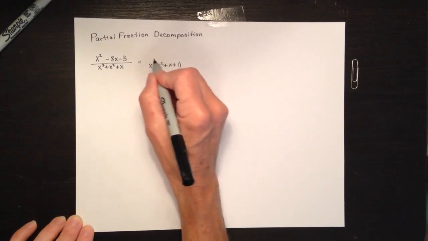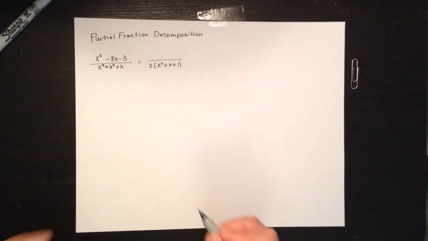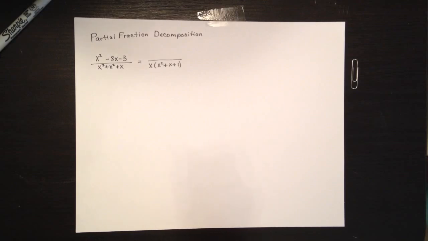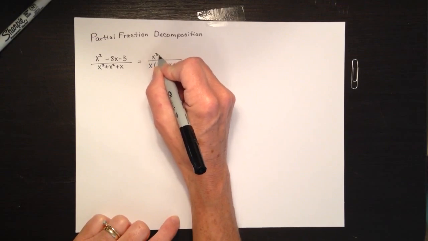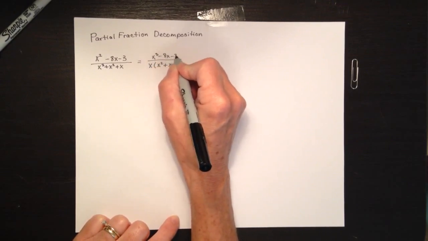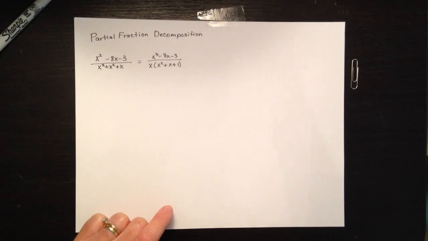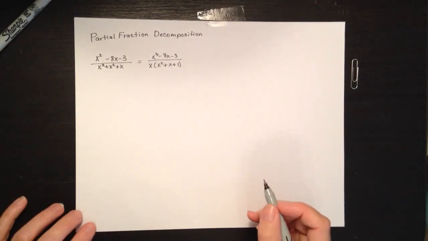And then we would try to factor x squared plus x plus 1. But it turns out this is not factorable. You can't factor it in a way where you end up with whole numbers. So we call that non-factorable. In the numerator, it's the same thing, x squared minus 8x minus 3. So that's the best we can do for the factoring. So now we're ready to set this up.